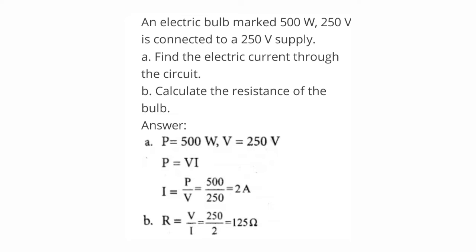An electric bulb marked 500 watt and 250 volt is connected to a 250 volt supply. A. Find the electric current through the circuit. B.